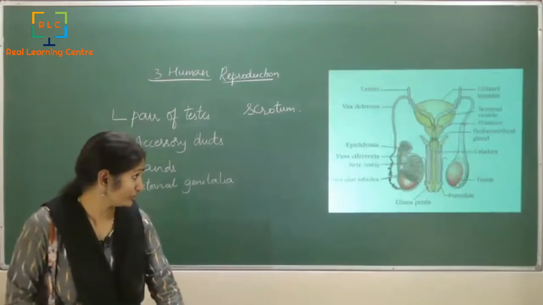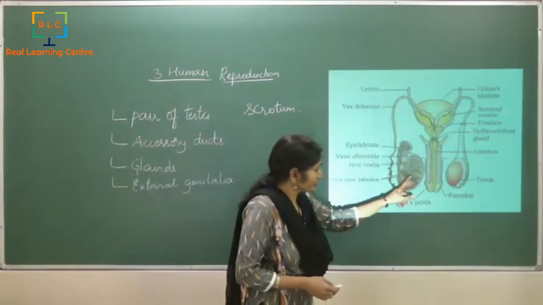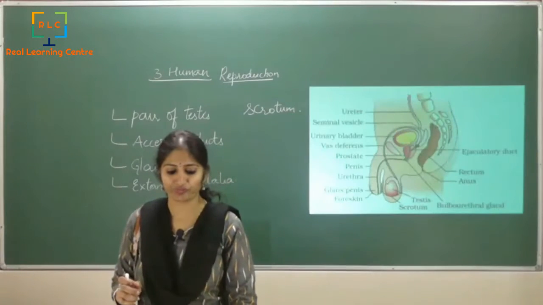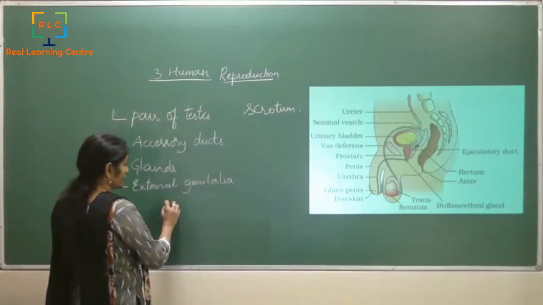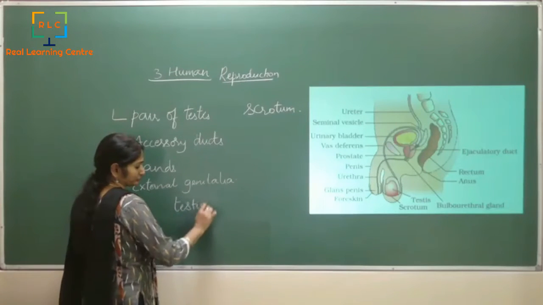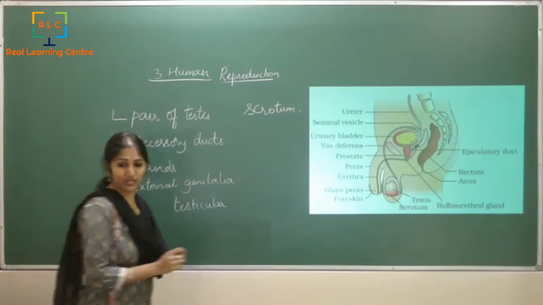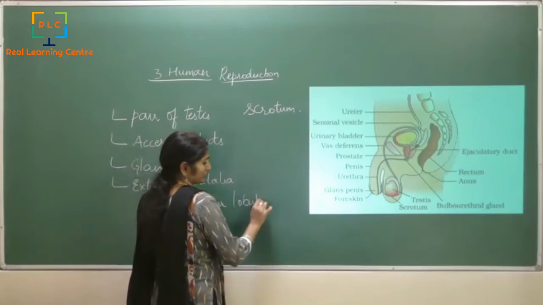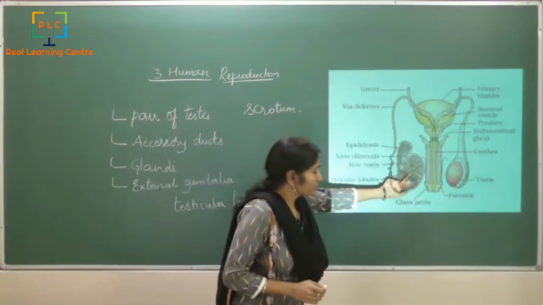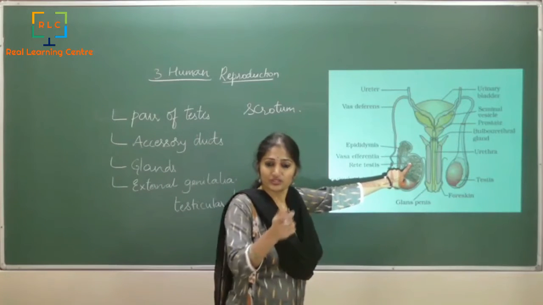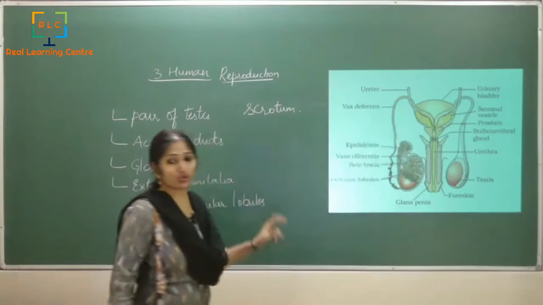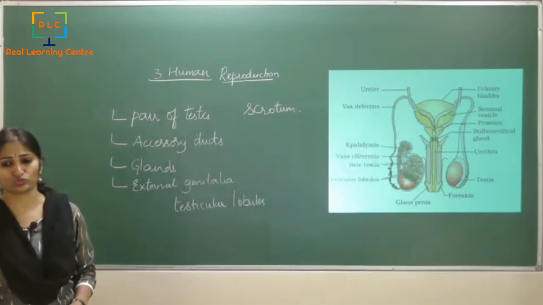I will show you the next picture. If you just look at this testis here, you see that it has so many small compartments, and they are called the testicular lobules. What do we call them? We call them the testicular lobules. You can see in this picture that there are small tiny pouch-like structures. These small compartments or small areas within the testis are what we call the testicular lobules.